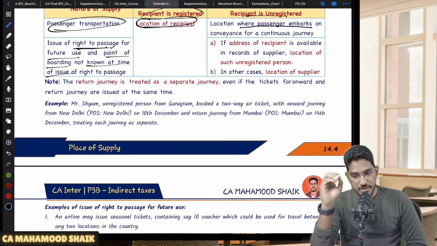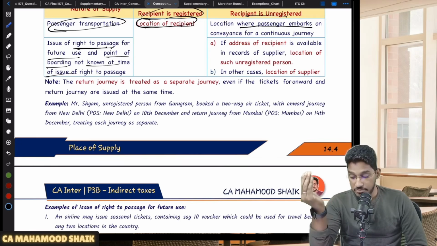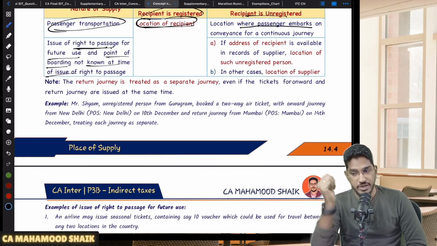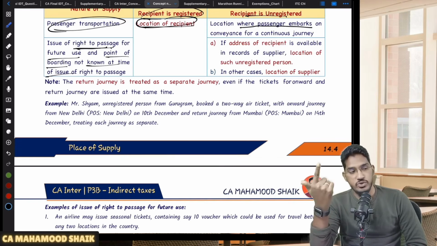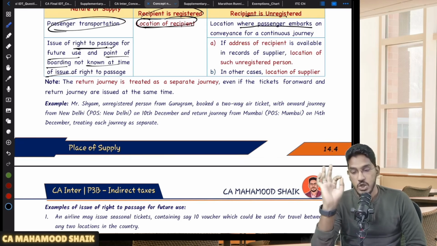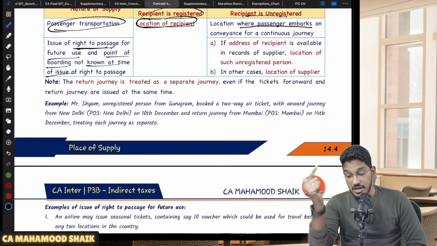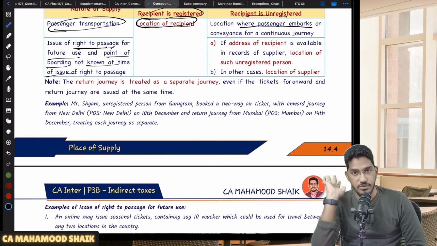So they are not immediately providing passenger transportation services, they are issuing a right to passage for future use. And the point of boarding will not be known at the time of issuing that passage, like for example the issuance of a pass. So you can use it at a future date. From wherever you want you can board, wherever you want to get down you can get down. So this is also a passenger transportation service. But here, instead of providing direct passenger transportation services, they are giving you the right to passage in the future.